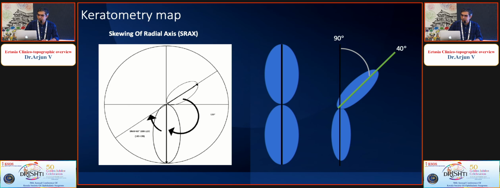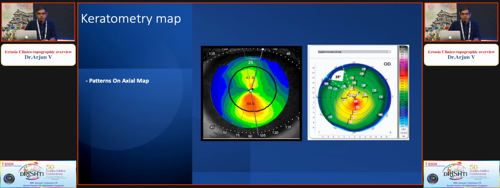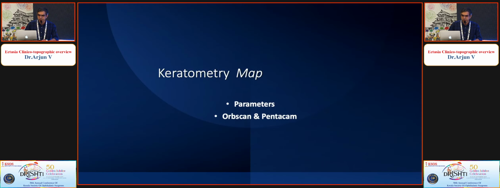This month we have lost many veterans in ophthalmology, and one more person we lost, and you can't say topography without saying the word Rabinowitz. So this month he passed away. So we have all these criteria which I said are part of the Rabinowitz criteria. So going on to the map patterns, one of the patterns you have to look for is an asymmetric bow tie with skewing of the radial axis, because this can happen only in 0.05% of the normal population. If you see this, you are more likely dealing with an ectatic person.